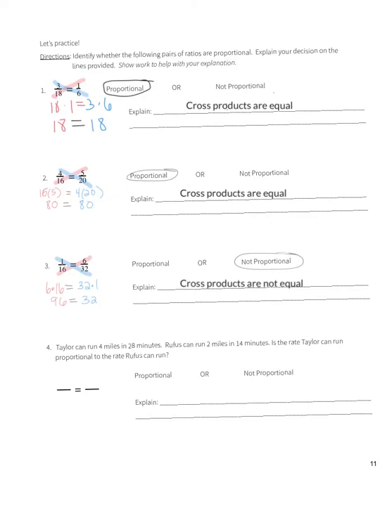So the first thing I want to do is identify where my rates are. I look right here, 4 miles in 28 minutes. So I'm comparing miles to minutes, and here it's 2 miles in 14 minutes. So we know that it is miles over minutes, and then we have Rufus's miles over minutes. It is very important that you keep the units the same. So it has to be miles over minutes and miles over minutes. These are the miles, they are both the numerators, and these are the minutes.